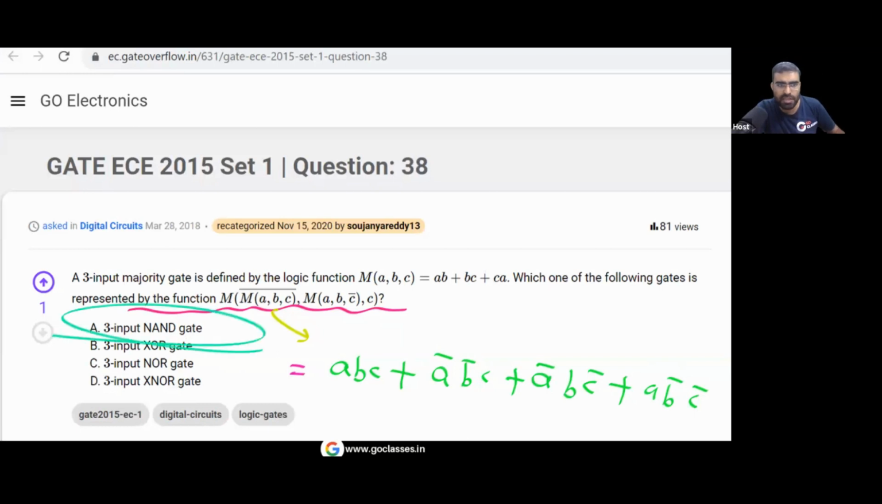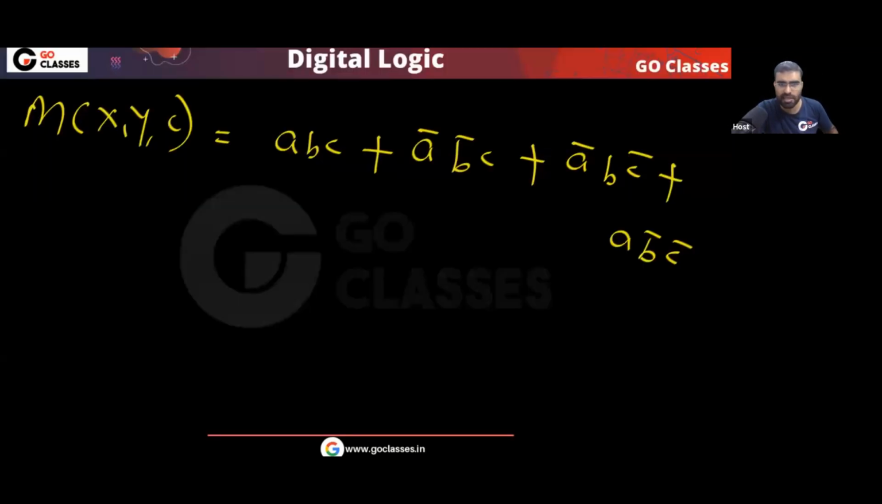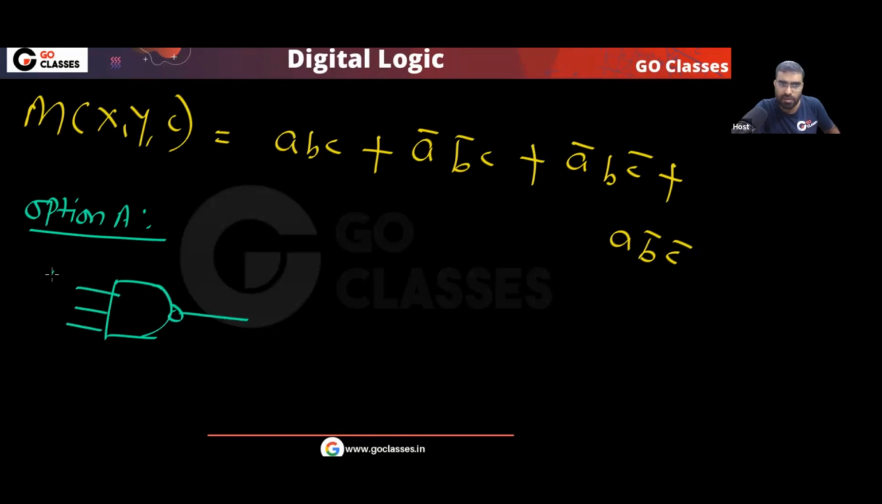Okay, let's see option A, 3 input NAND gate. Is this same as 3 input NAND gate? Option A is saying 3 input NAND gate, with inputs A, B, C. In this 3 input NAND gate, you get a bar or b bar or c bar. Are they same? Please tell me.